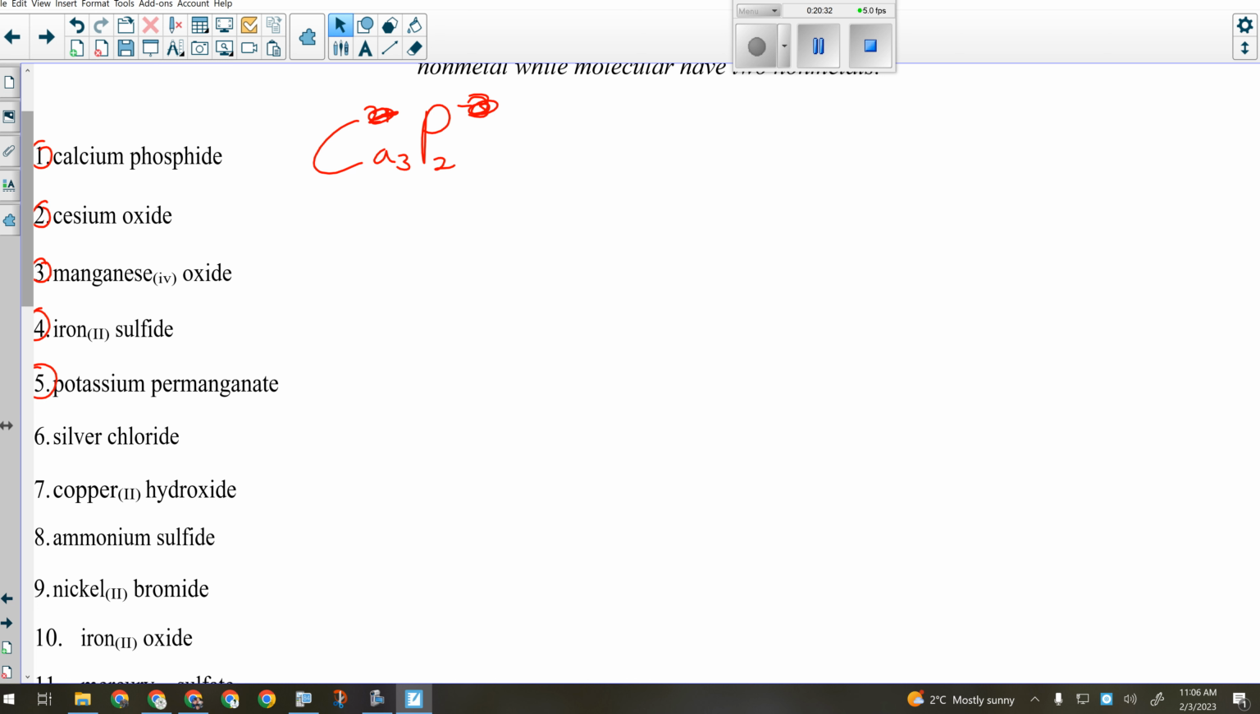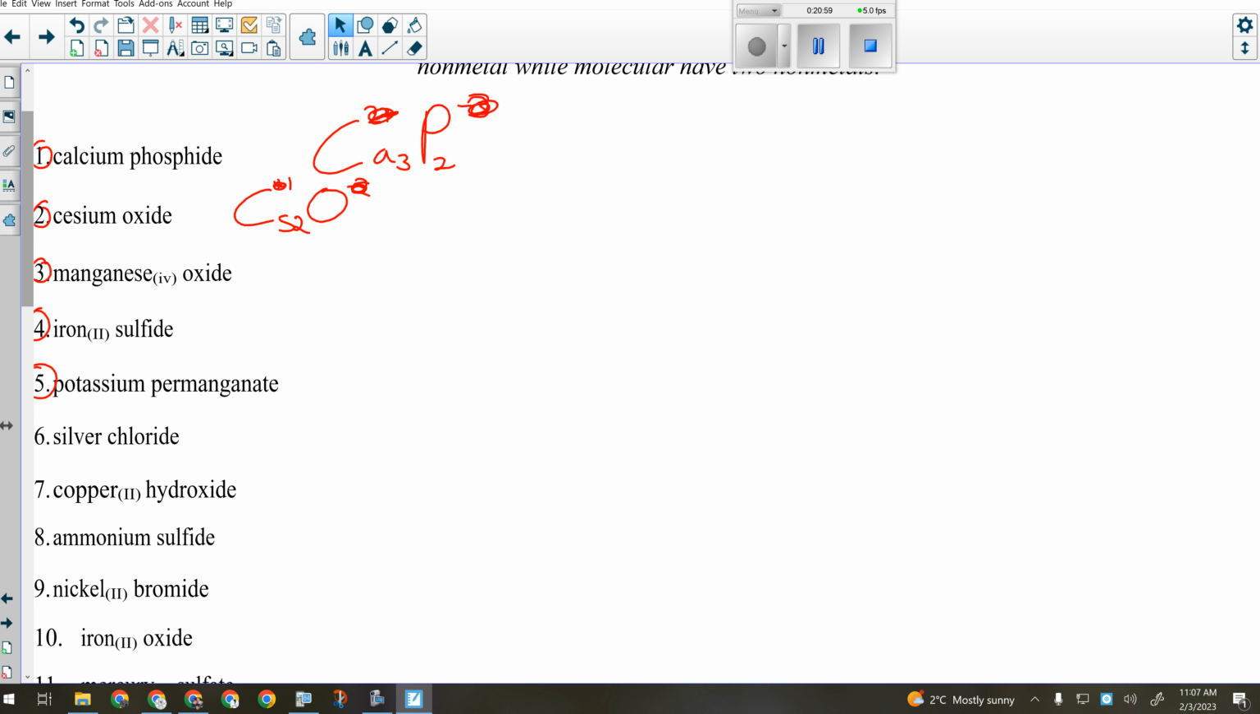Okay, for number 2, cesium oxide. Okay, so formula for cesium, Cs, okay? And it's with oxygen. That's an ionic compound, so I've got to write the charges, okay, like so, and then drop and swap. So Cs2O. Okay, questions on that one?